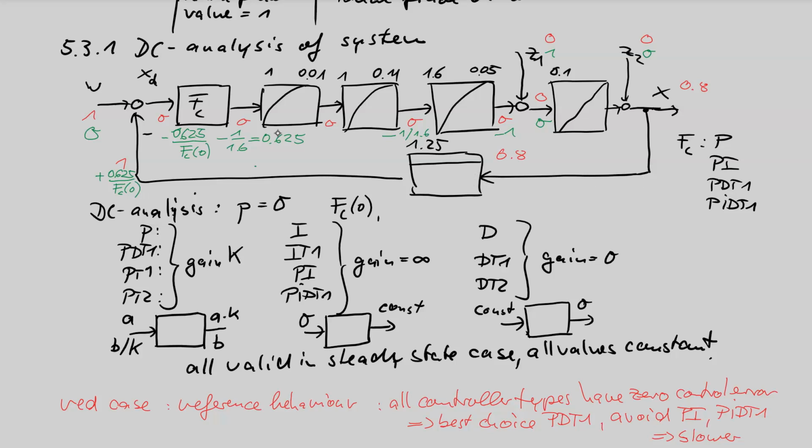And finally, we have an output here of the control loop. The control loop output is 0.625 divided by the controller gain at 0, divided by our sensor gain 1.25. Okay.